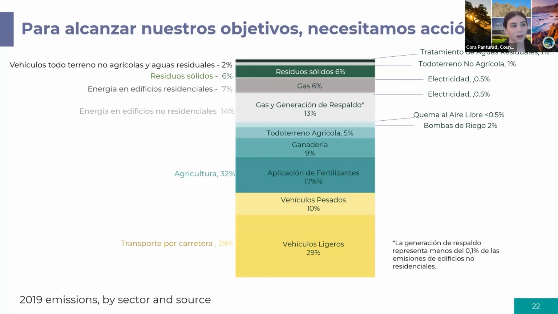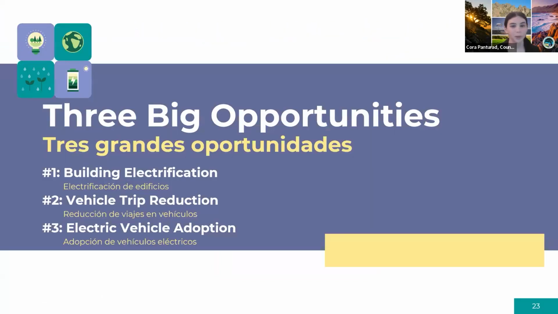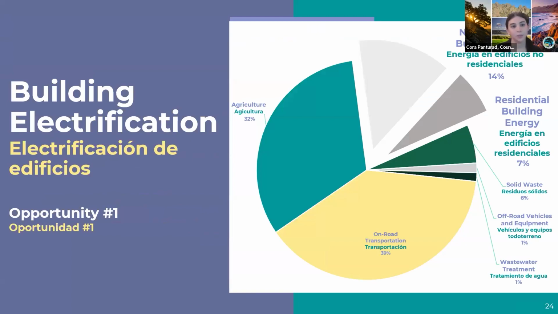And that brings us to our three big opportunities that we're here to discuss tonight: building electrification, vehicle trip reduction to tackle those transportation emissions, as well as electric vehicle adoption. So again, buildings are one of our highest sources of emissions, and they account for 21% of emissions overall for the county. And this strategy for reducing these emissions primarily comes from replacing the fossil fuel powered systems that we have in our homes and in our businesses with more efficient electric alternatives.